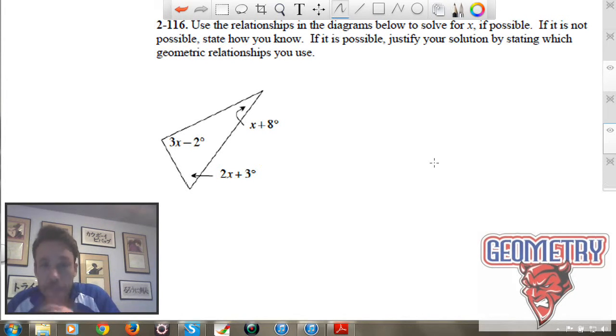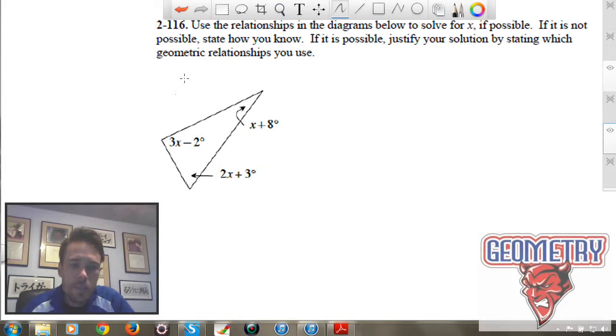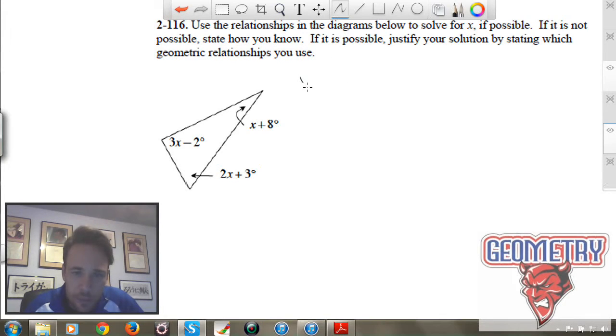Let's see if it's possible, by the way. If it's not possible, then it's okay. We have three angles in a triangle, and we have a representation for all three of those angles. We know that the three angles in a triangle always add up to 180 degrees. So I can set up the equation: x plus 8 plus 2x plus 3 plus 3x minus 2 equals 180.